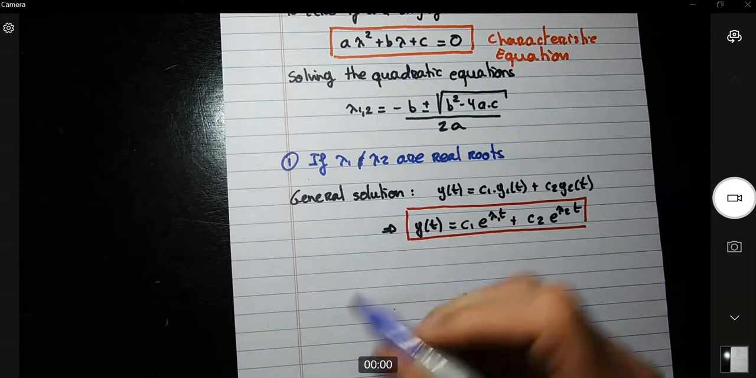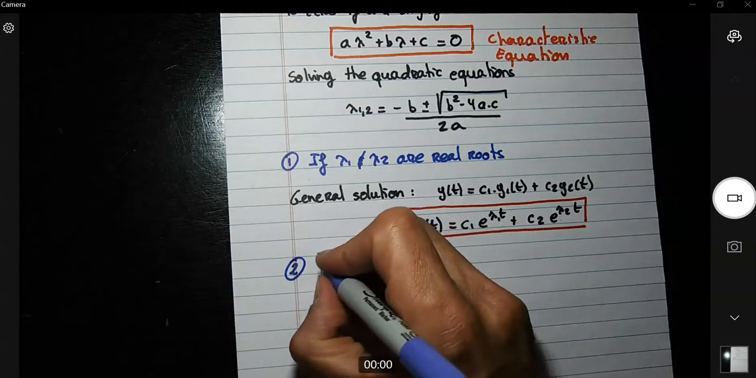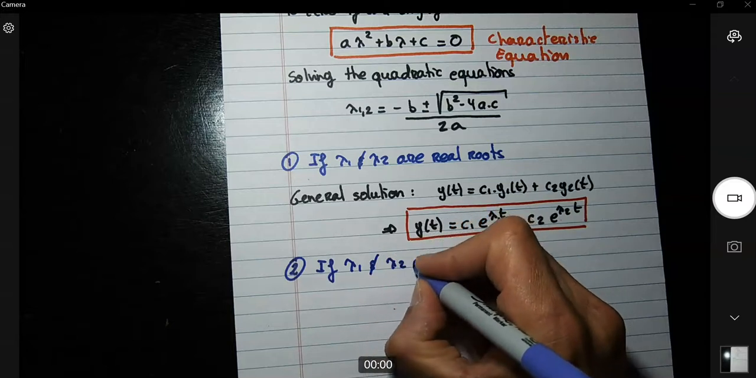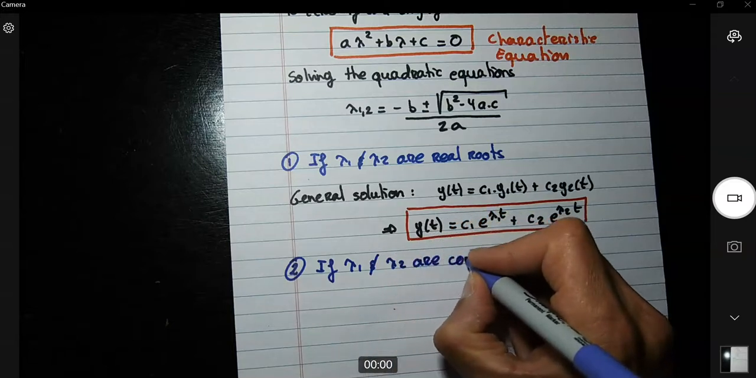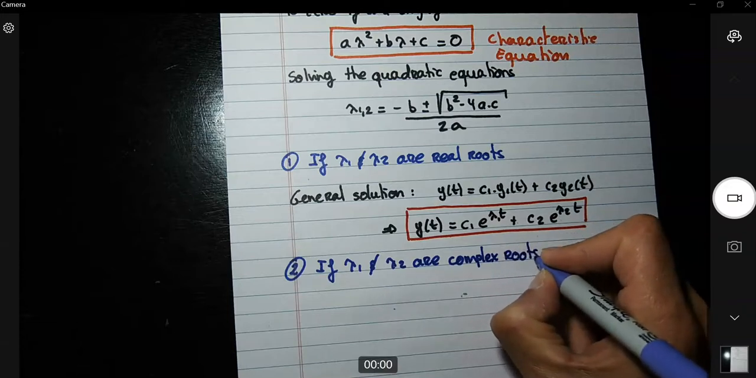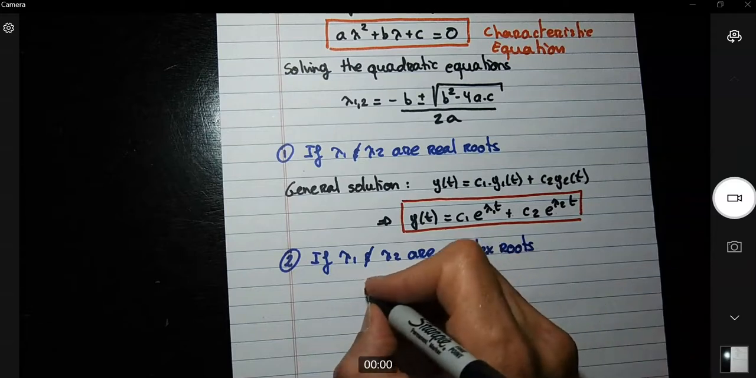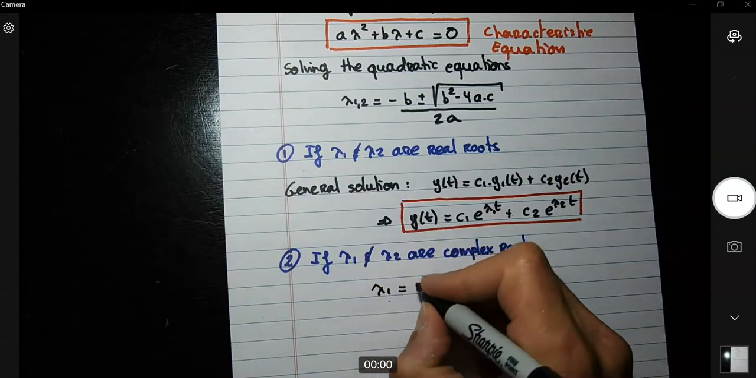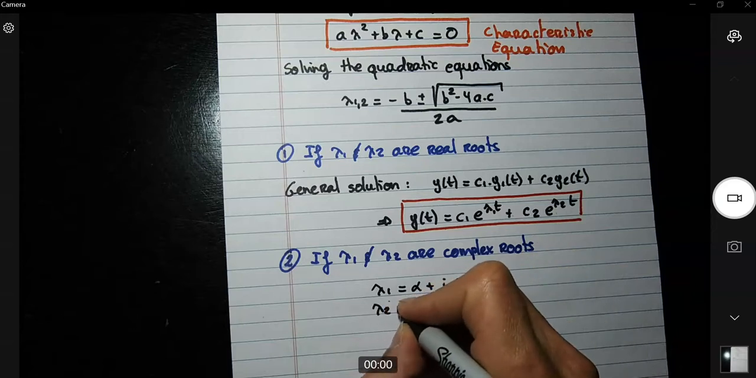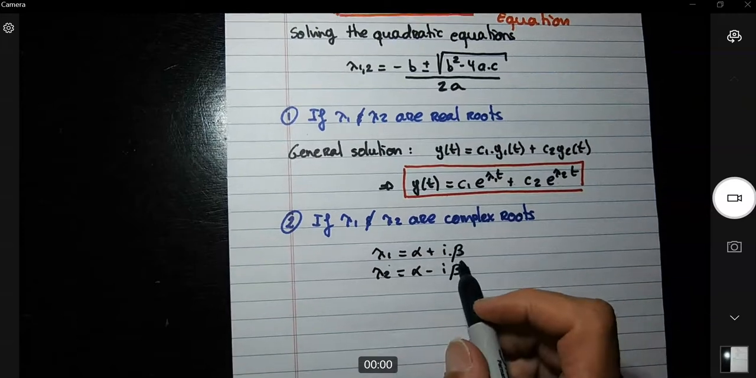Second case, if lambda 1 and lambda 2 are complex roots, so what does that mean? That means that lambda 1 could be of the form alpha plus I beta, and lambda 2 could be of the form alpha minus I beta. Okay, well, these will be the two complex roots.